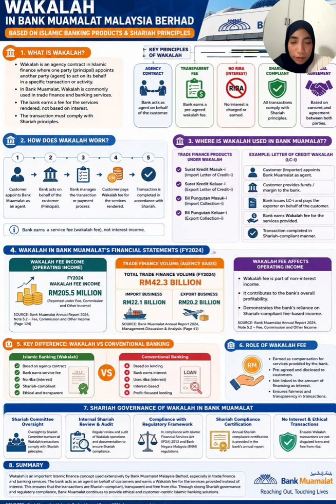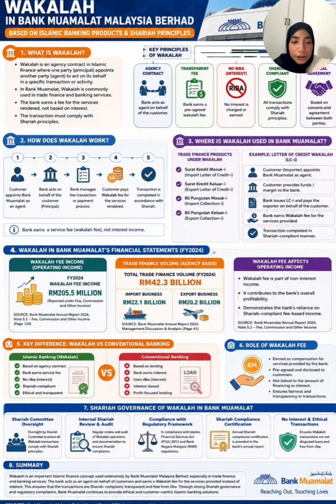Where is Wakalah used in Bank Muamalat? There are 4 trade finance products under Wakalah. The first one is import letter of credit I. The second one is export letter of credit I. Next is import collections I. And the last one is export collections I.